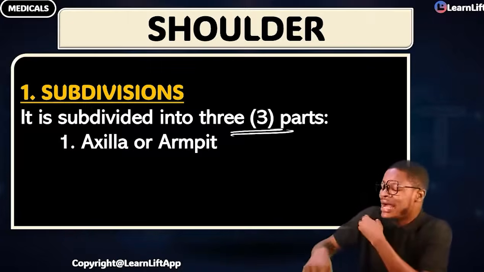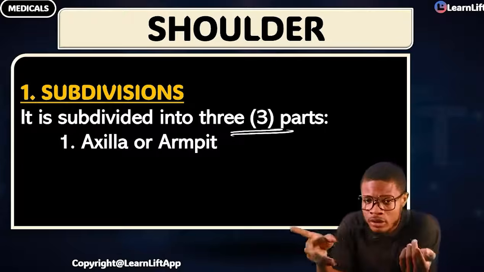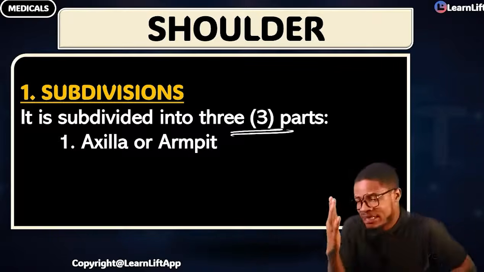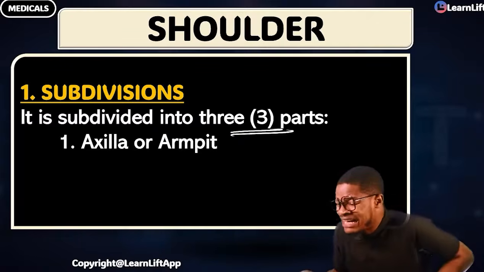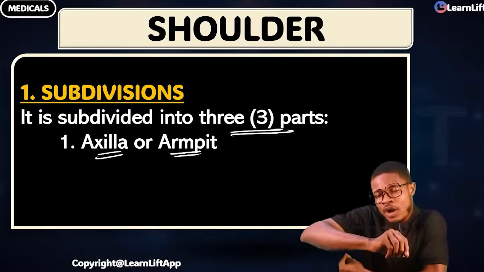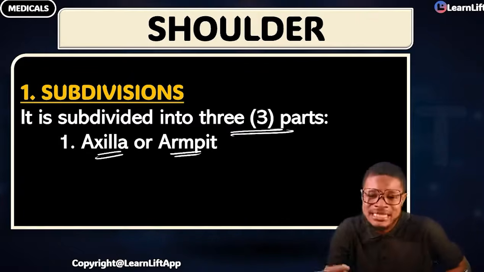You know, the entire upper limb is subdivided into 4, right? The first of them is shoulder. Only shoulder alone is subdivided into how many parts? 3 parts. Number 1 is called the axilla or the what? Armpit. The one you call armpit. What is armpit? The medical term for armpit, axilla.